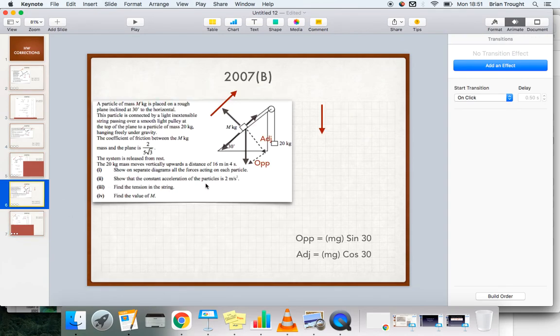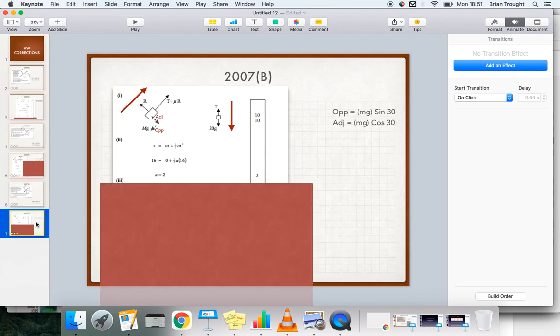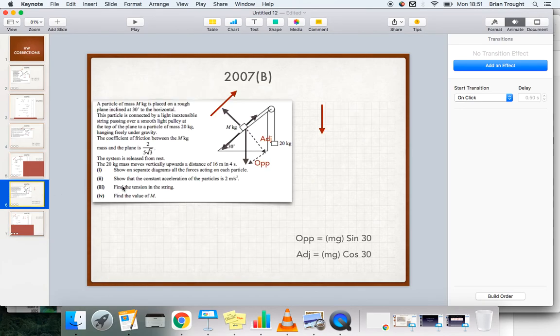Show that the constant acceleration of the particle is 2 meters per second squared. So it's released from rest. 20 kg mass travels a distance of that in 4 seconds. All the data is given there for me to use s is ut plus half at squared. a is equal to 2. Job done.